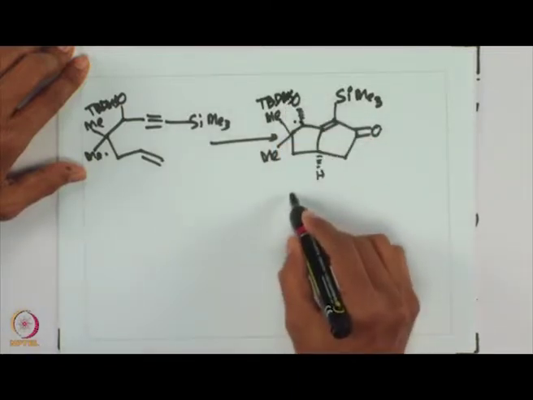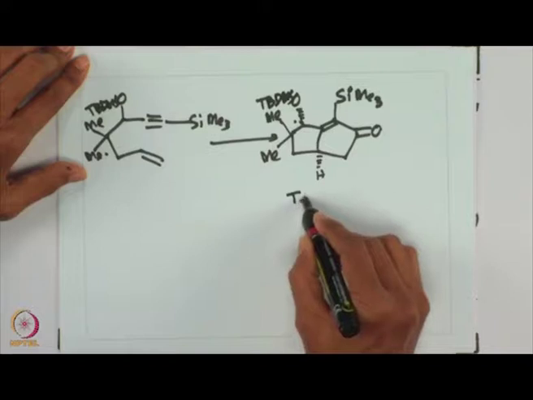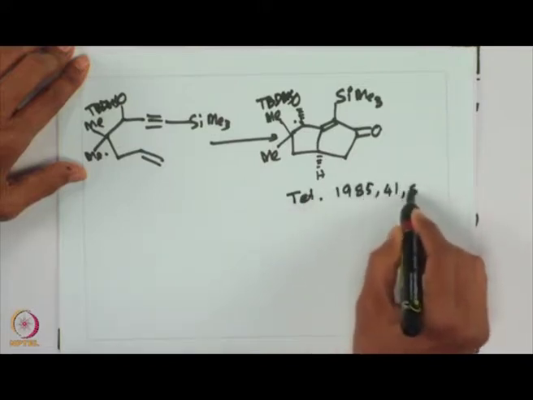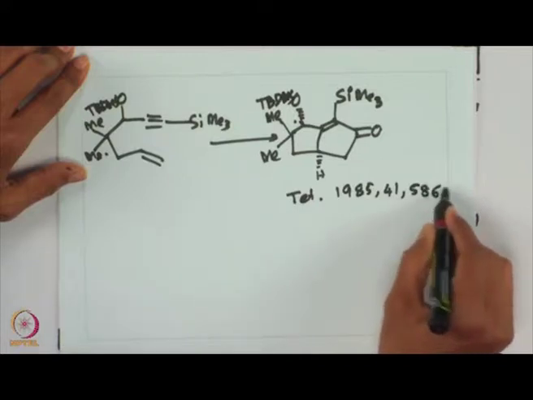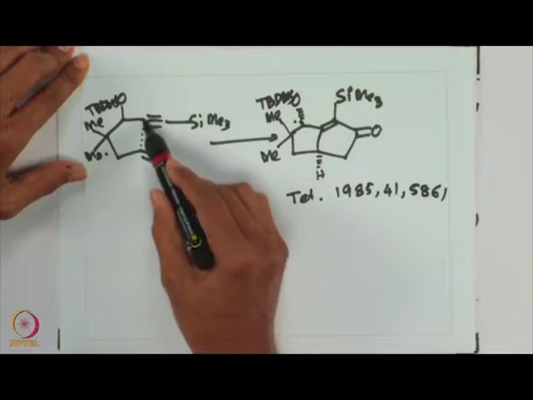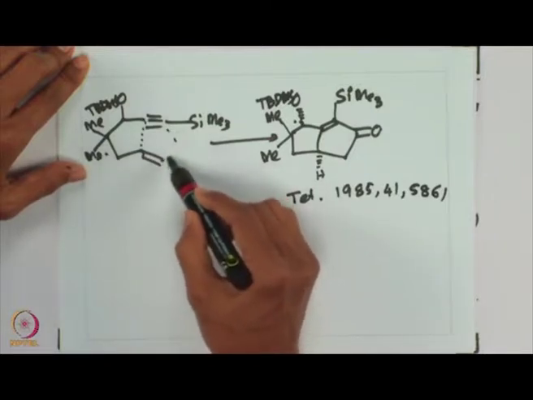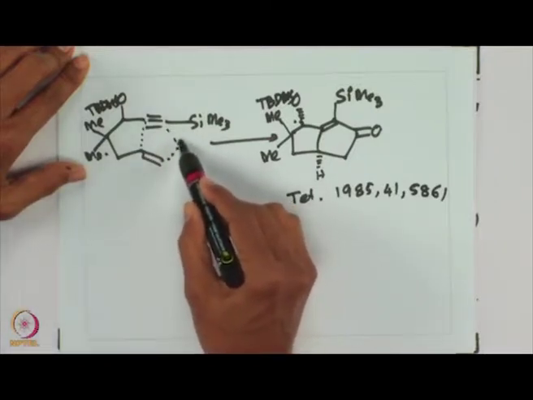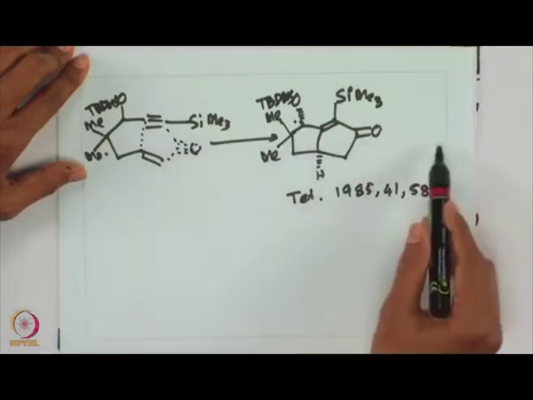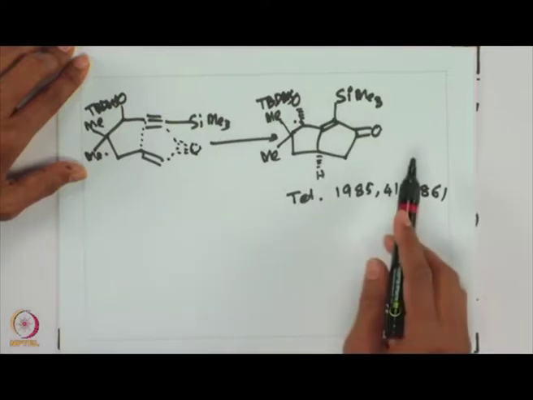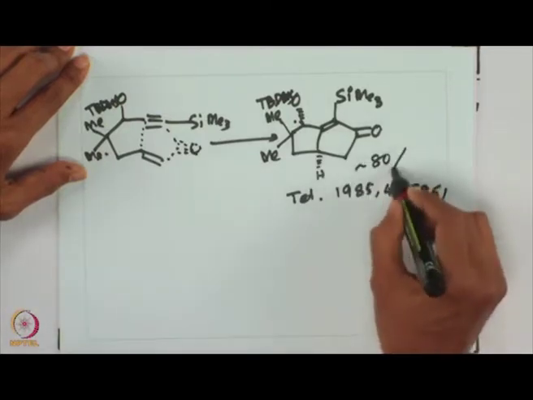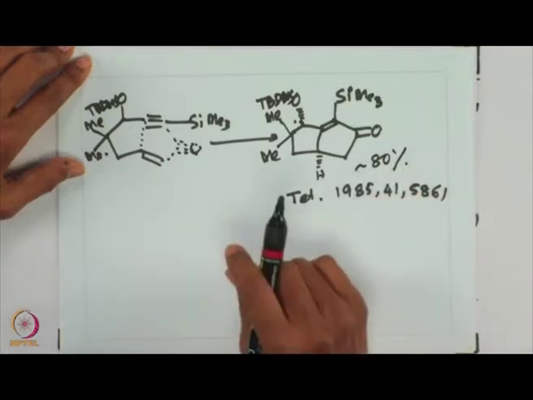Now, this is reported in Tetrahedron in 1985 by Magnus. This is an intramolecular reaction. As you can see, the bond formation between this alkyne and olefin, and then there is a carbonyl that is coming into picture. So, overall you see the Pauson-Khand reaction occurs quite efficiently, nearly 80% yield, and 26:1 for the major product formation.